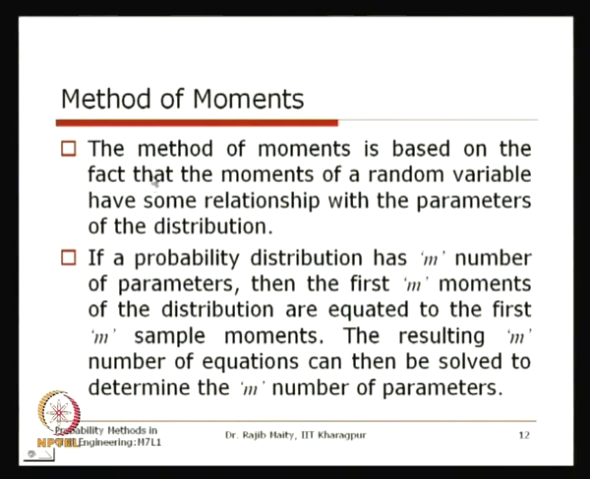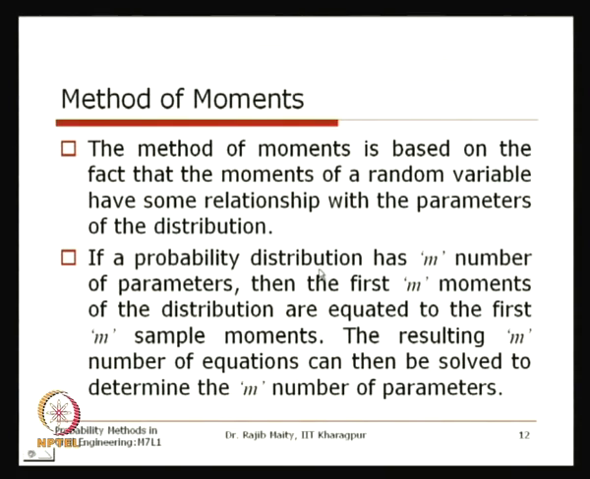So here we will use that concept in the method of moments. If a probability distribution has m parameters, then the first m moments of the distribution are equated to the first m sample moments, and the resulting m equations can then be solved to determine the m parameters. We will take two examples. One is, for example, the exponential distribution.